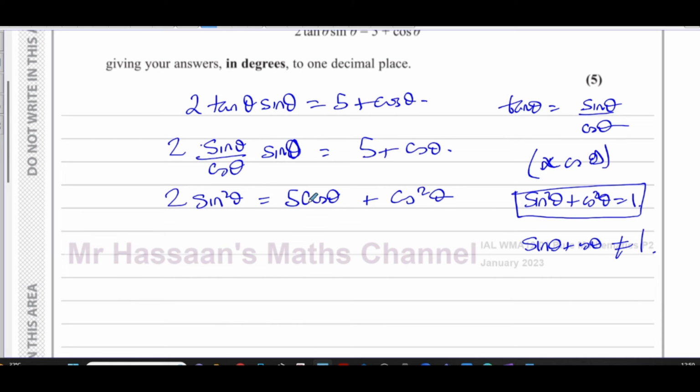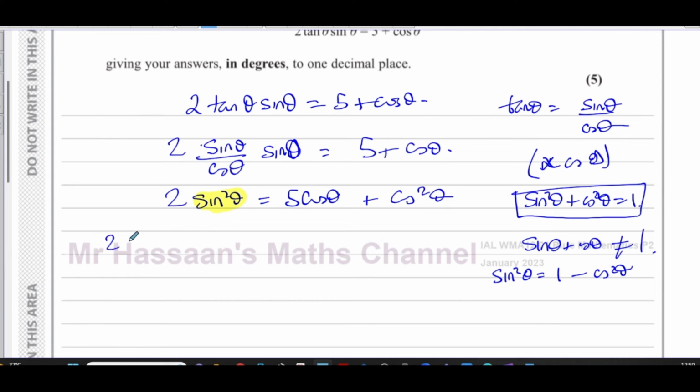You can't change cosine theta for 1 minus sine theta. No, you can't do that because it's not squared. But I can change cosine squared theta for 1 minus sine squared theta. I can change sine squared theta for 1 minus cosine squared theta. And that's what we're going to do now, because that's the one that can change easily. This can't change, so I'll express the whole equation in terms of cosine. So I'm going to change sine squared theta and express it as 1 minus cosine squared theta, just rearranging this formula here.